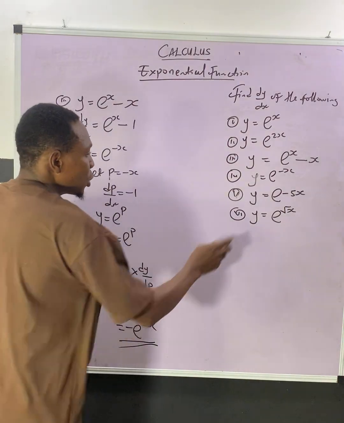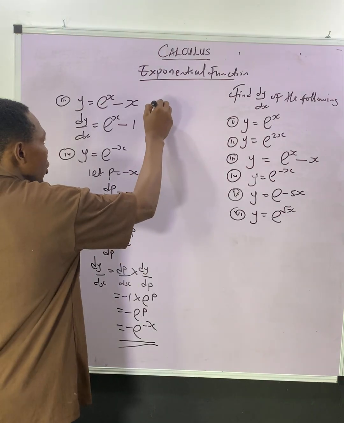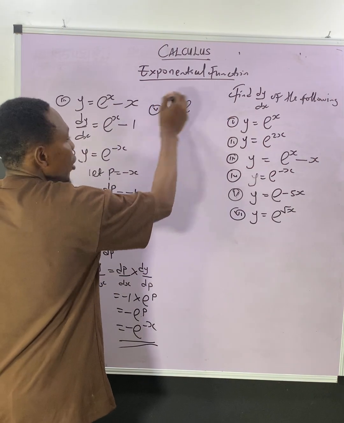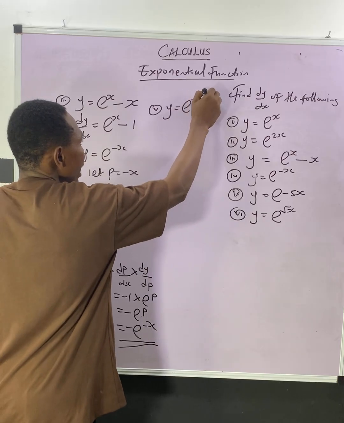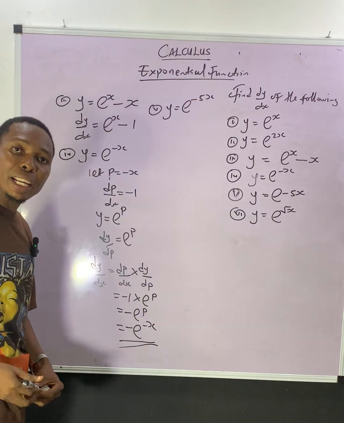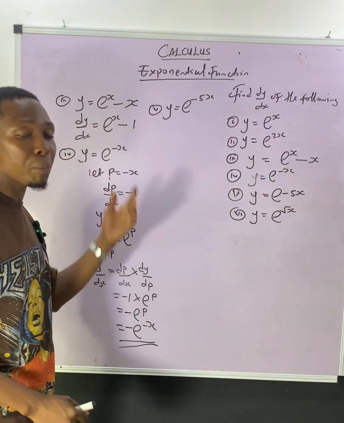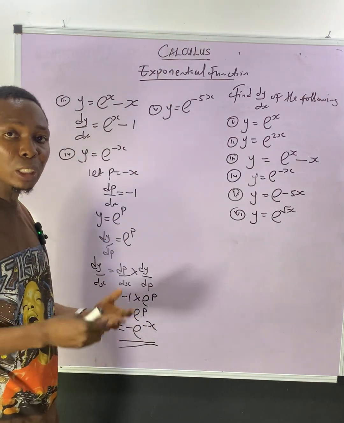So why for question number 5? For question 5, we are given y equals e of minus 5x. If you differentiate minus 5x, your answer is minus 5. Minus 5 times everything there, you have minus 5e of minus 5x. That should be your final answer.